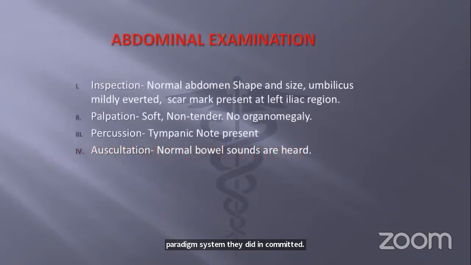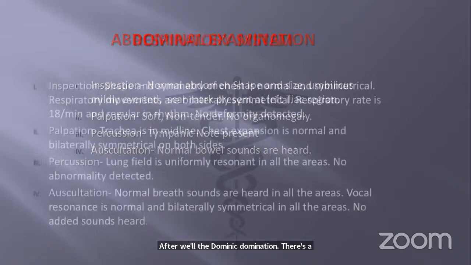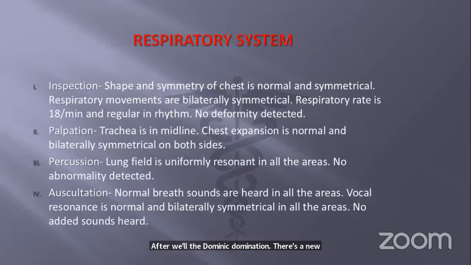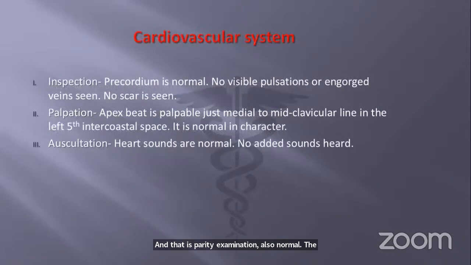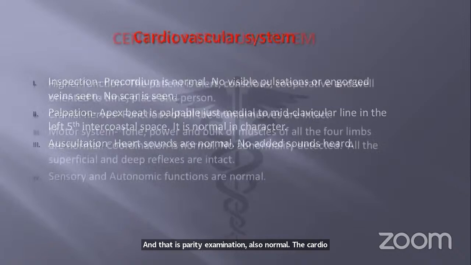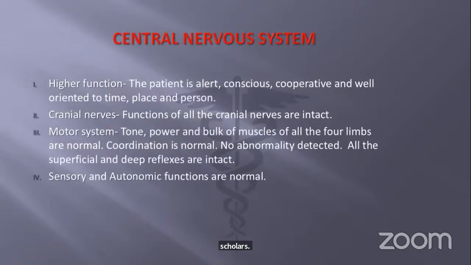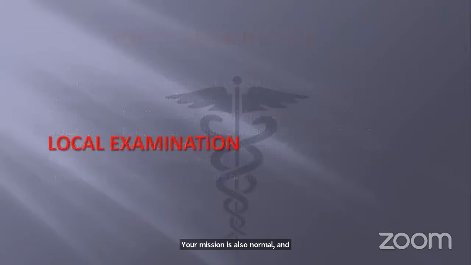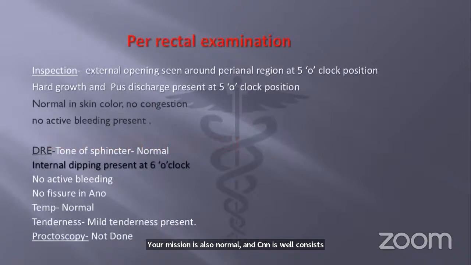On abdominal examination, there is no deformity. The respiratory examination is normal, the cardiovascular examination is normal, and the CNS is well conscious and well oriented. Here is the local examination. On rectal examination, inspection: an external opening is seen in the perianal region at the 5 o'clock position, with hard growth and pus discharge at 5 o'clock. Skin color is normal, with no congestion and no bleeding.